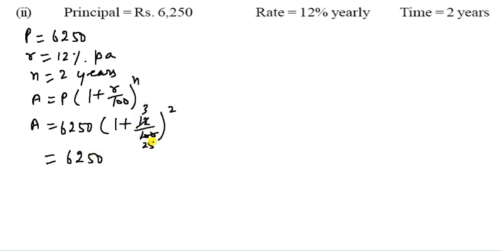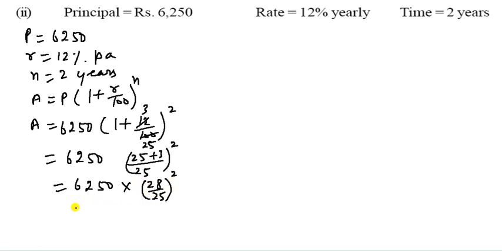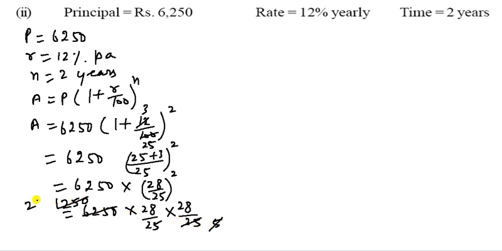It will be 6250. Here 4 threes are 12 and 4 twos are 8, and then 5s. So taking the LCM as 25, it is 25 plus 3, and the whole power is 2. So 6250 into 28 by 25, whole power 2. 6250 into 28 upon 25 into 28 upon 25. So let us start the cancellation. 5 fives are 25, and here 5 ones are 5, 5 twos are 10, and 5 fives are 25. So what will happen? The amount will be equal to 10 into 28 into 28.